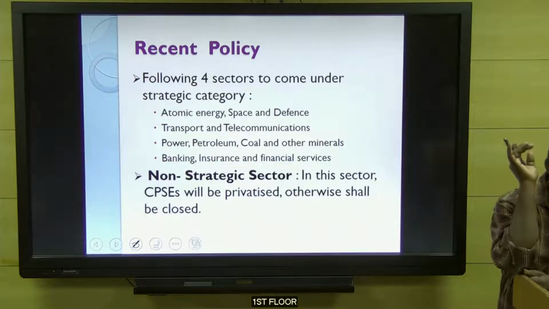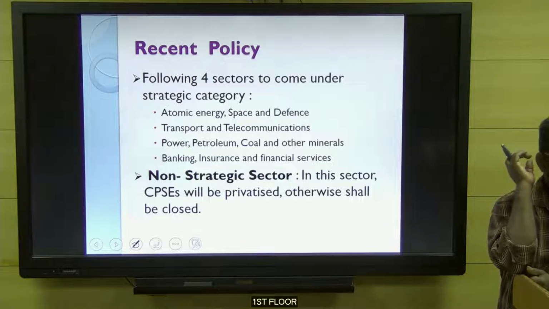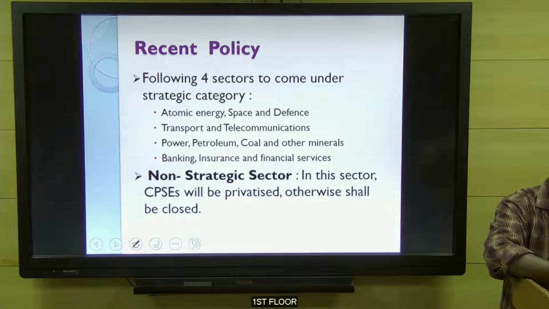Karthik, token disinvestment can be done above 49%? No, Karthik. If token disinvestment goes above 49, it will become strategic. Then Chandra Mohan gives an example. Karthik, okay. Bharat Petroleum, yes, BPCL and all is under Maharatna. We are trying to do disinvestment, no.